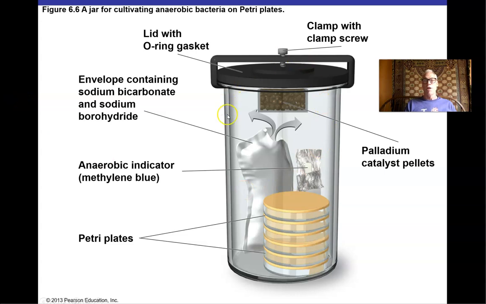Here's a little anaerobic chamber, and it's going to be a chamber in which there's no oxygen in here at all. These palladium catalyst pellets allow for reacting with oxygen so that it's taken out of the atmosphere. It's another way of getting rid of oxygen. Here are some agar plates with that agar medium in there, lots of nutrients in there, and we've inoculated it with our bacteria of interest. Now it's going to grow on these plates.